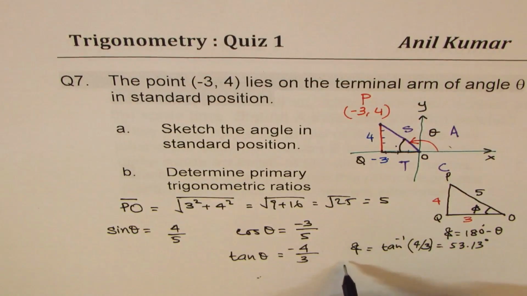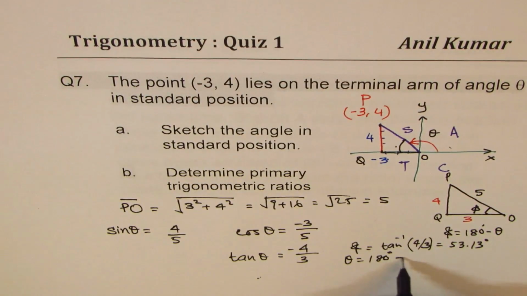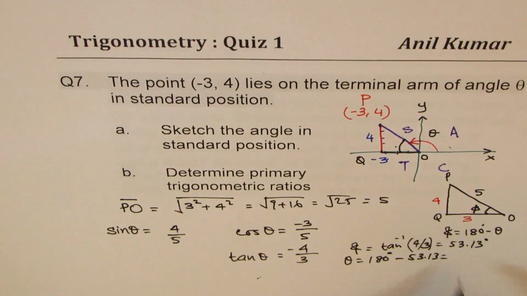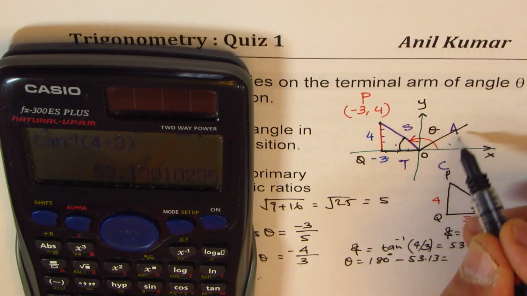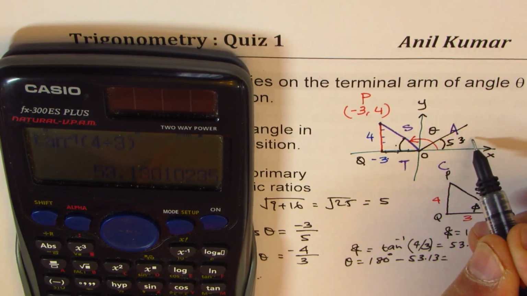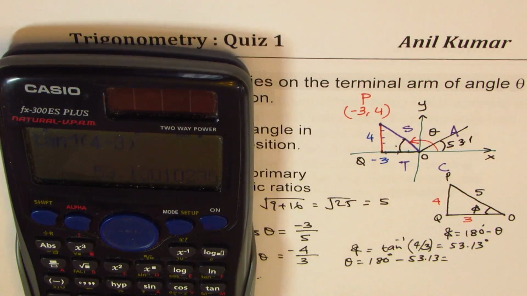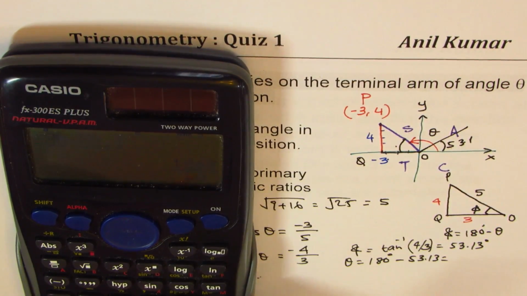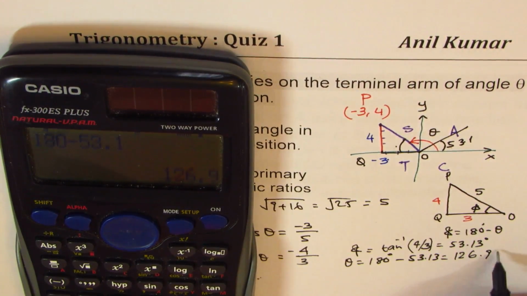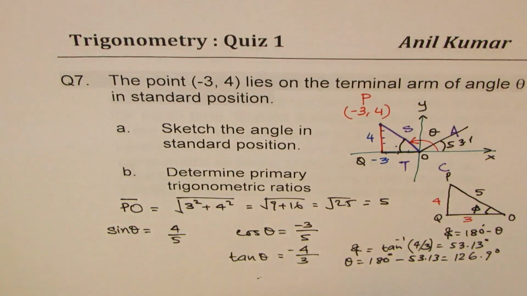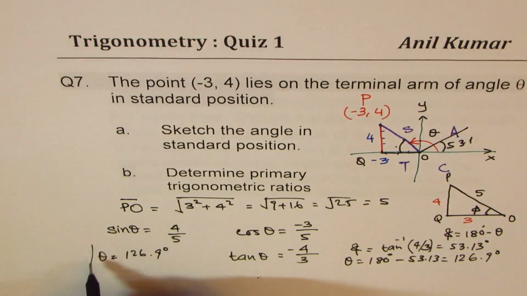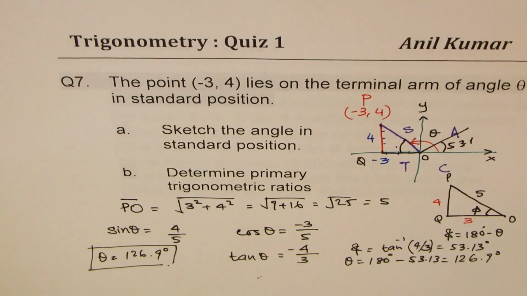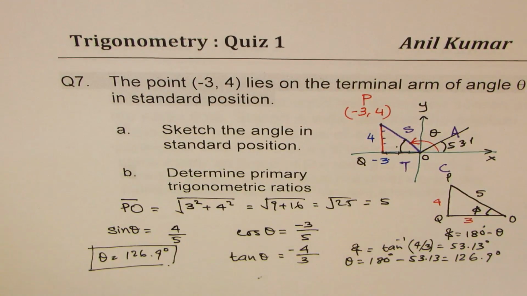So what is theta equal to? Theta equals 180 degrees minus 53.13. We always find positive angle. So we have the angle which is kind of here. So this is 53 point, let's say 1, right? So now we'll do 180 minus 53.1, and we get an angle which is 126.9 degrees. So for us, angle theta is equal to 126.9 degrees, correct? Okay. Well, that's not a part of this question, but it could be.